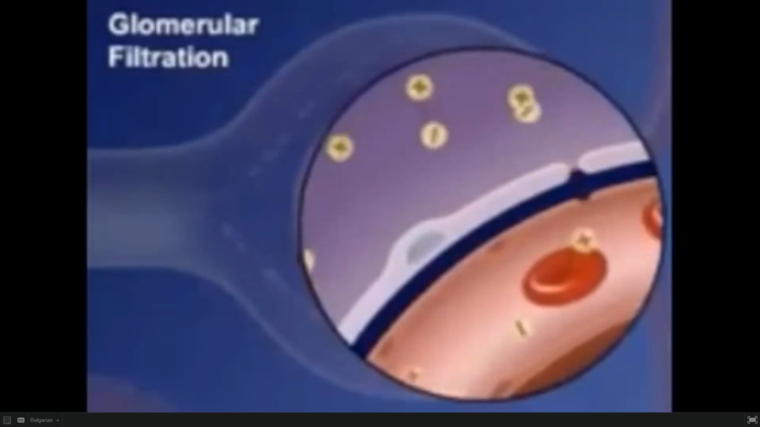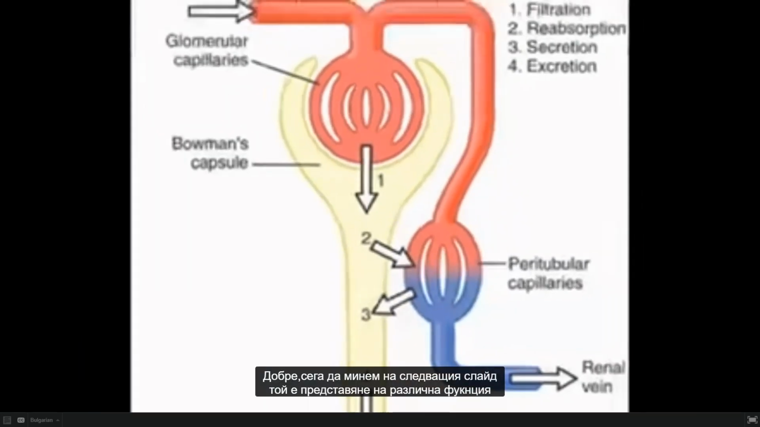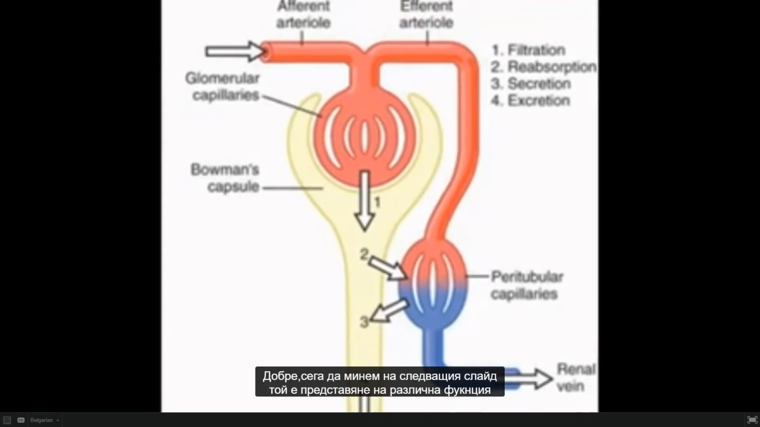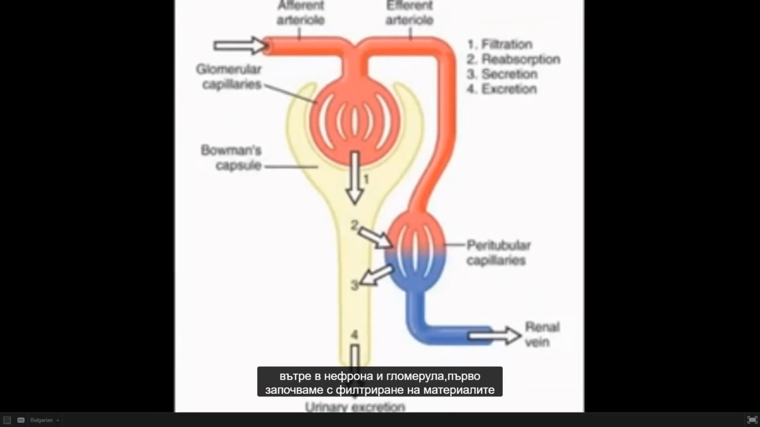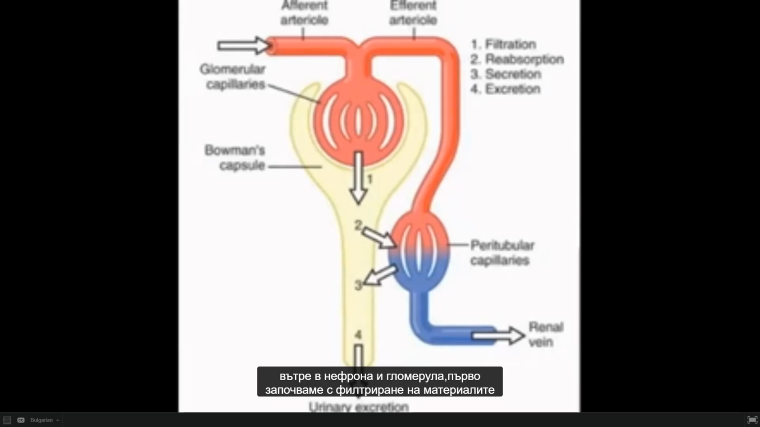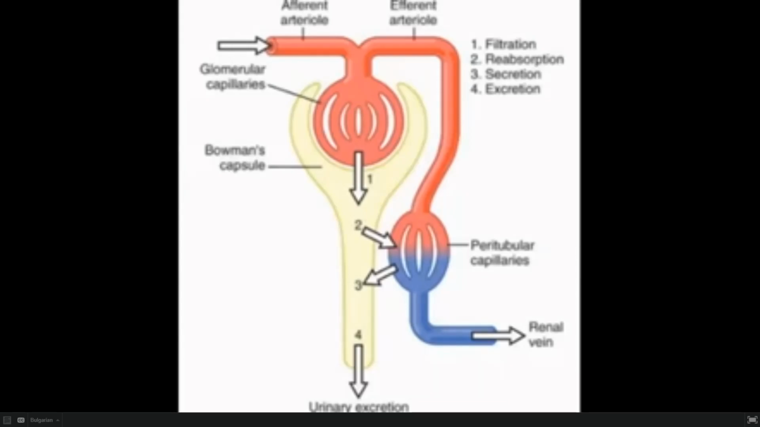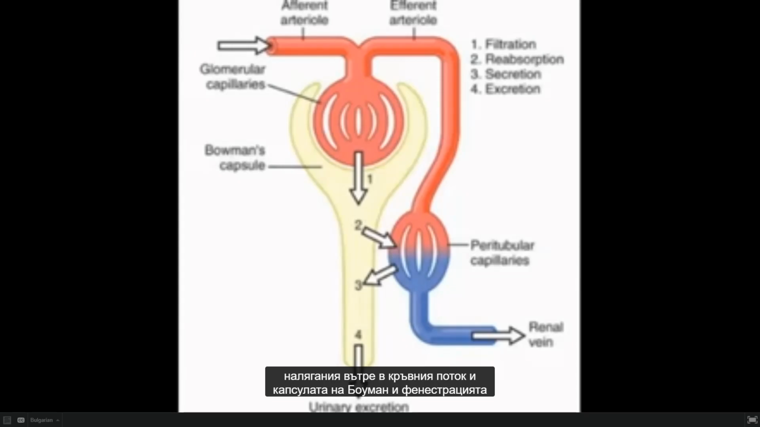Okay. So the next slide is a representation of different functions inside of the nephron and glomerulus. First we start with the filtration of the materials from the blood flow to the Bowman capsule, and as I told you, because of the difference of pressure inside of the blood flow and Bowman capsule and the fenestration of the Bowman capsule, different kinds of materials go inside of the filtering area.